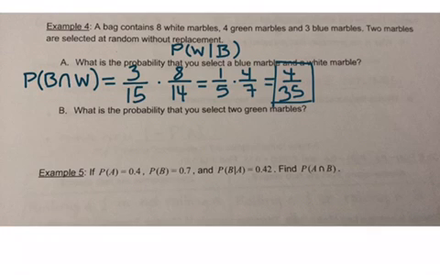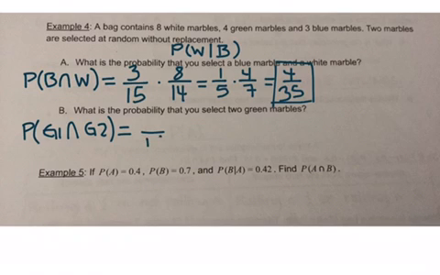What is the probability that you select 2 green marbles? So green 1 intersect green 2. Okay. So the probability that the first marble I select is green. Again, I still have 15 marbles total in my bag, so this is a different question. So I'm going back to a full bag of marbles. So 15 total marbles in there. 4 of them are green.